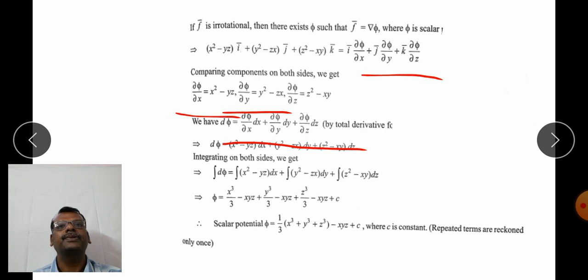Here we have to observe that the three terms minus xyz, minus xyz, minus xyz exist in the subsequent integrals. In this one, we have to take only one term and strike out the remaining two terms. Therefore, finally we get the required scalar potential φ equals x cubed by 3 plus y cubed by 3 plus z cubed by 3 minus xyz plus c, where c is the constant.